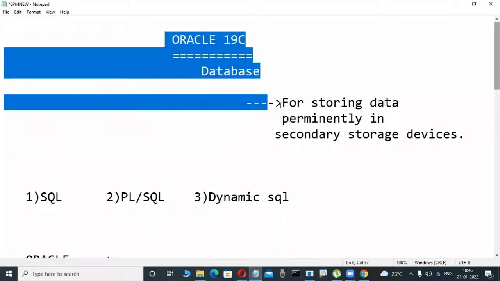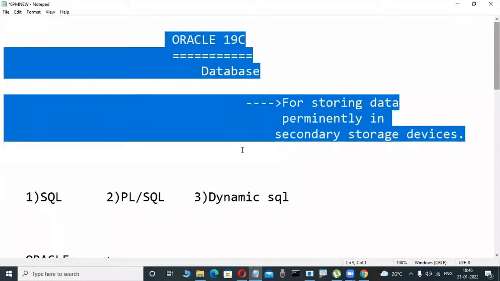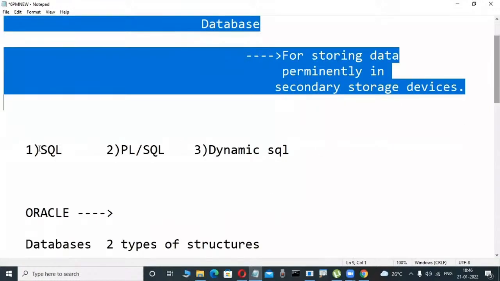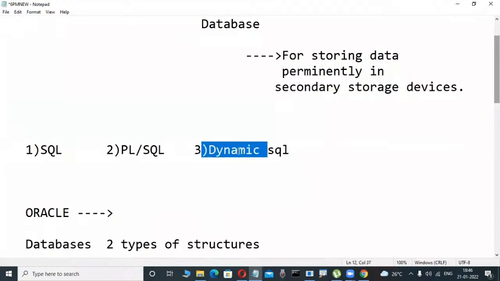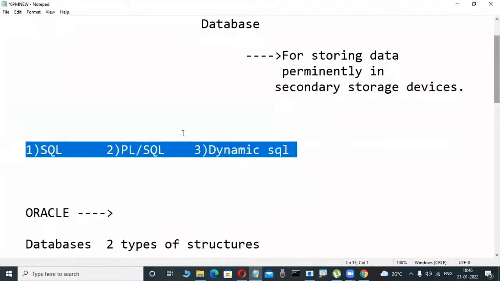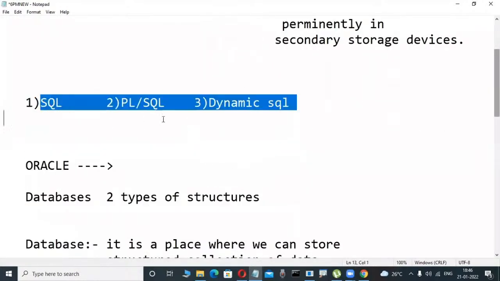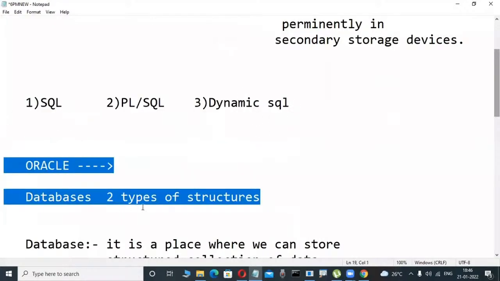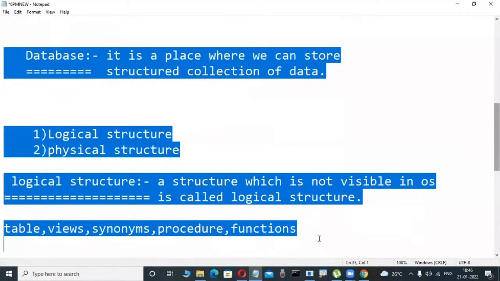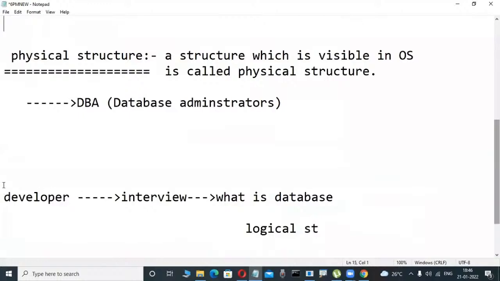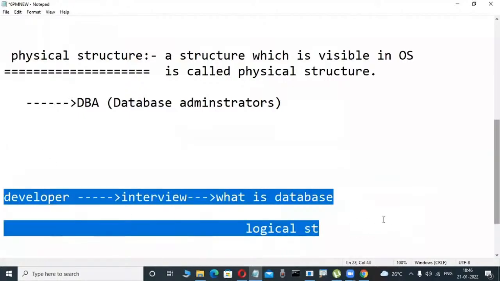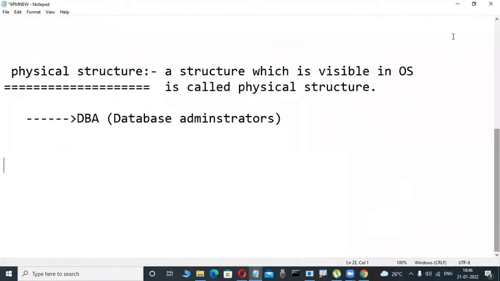If you want to operate this Oracle software, we use SQL, PL/SQL, and dynamic SQL languages. In any Oracle course, these three things are taught. That is a very small thing I'm telling. Okay, fine. Now check it out.